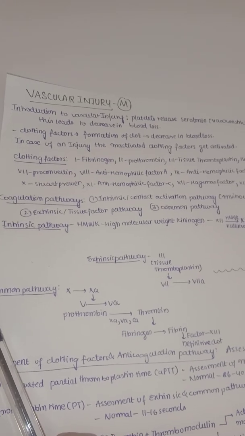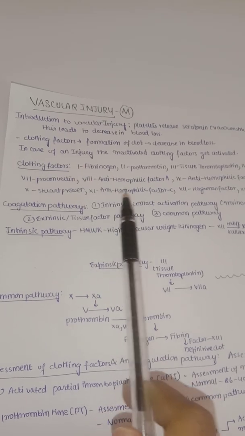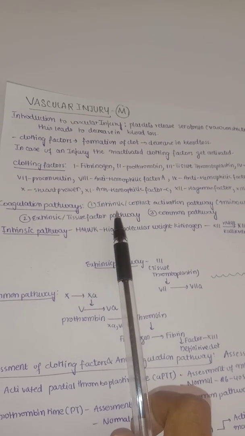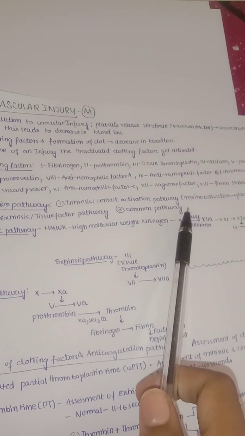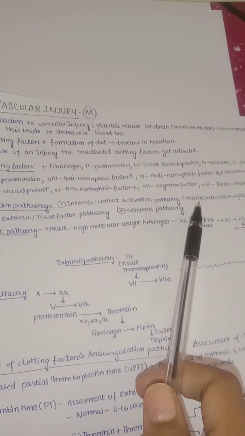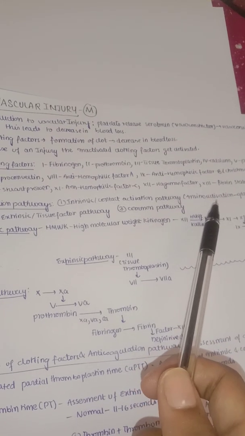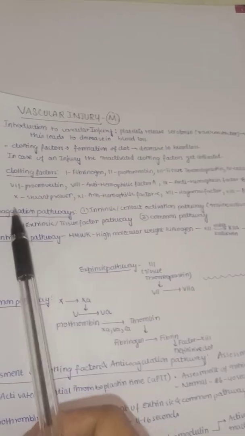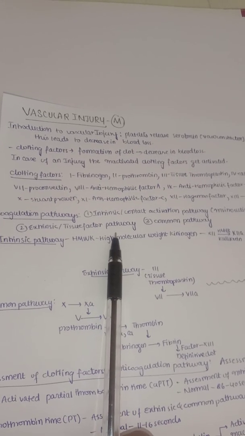Now let us check out the coagulation pathways. The clotting factors we have discussed, from number 1 to 13, are all involved in the coagulation pathways. There are mainly 3 coagulation pathways. The first one is the intrinsic, or contact activation pathway. For example, in in vitro experiments on a glass slide or in a test tube, blood in contact with the test tube or glass slide starts coagulating. That is called the intrinsic or contact activation pathway. The second is the extrinsic or tissue factor pathway, and the third is the common pathway. Let's check out each of these pathways.